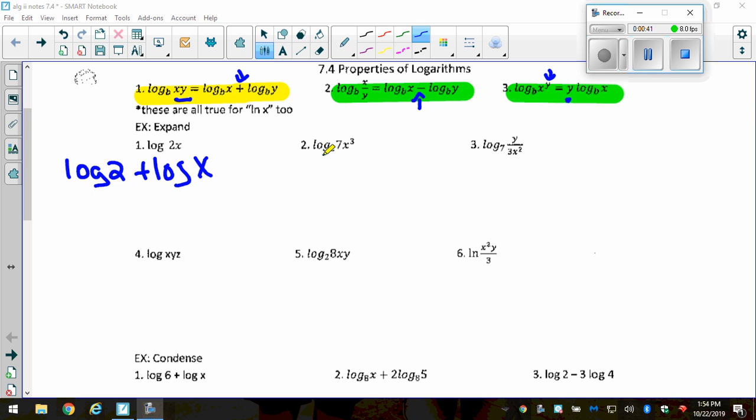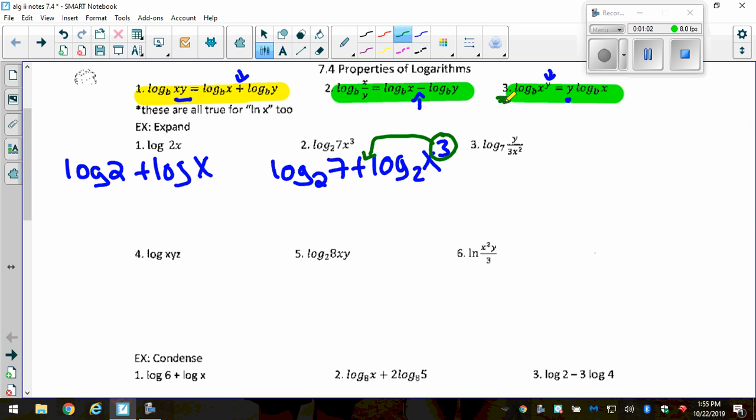Then number 2 is going to use rule 1 and 3. So we're going to use rule 1 first. I'm going to write that as log base 2. The computer was messing up, so I wrote it down for us. So it's log base 2 of 7 plus the log base 2 of x cubed. Now this x cubed, that 3 is going to have to come out in front. That's what rule 3 says: the exponent comes out in front. So your final answer for number 2 will be log base 2 of 7 plus 3 log base 2 of x. The 3 does not go in front of both of them because it's only an exponent on the x. It's not an exponent on the 7 also.